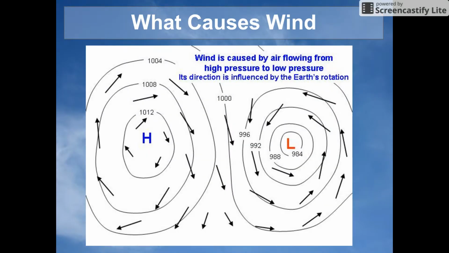Wind is caused by air flowing from high pressure to low pressure. Since the Earth is rotating, however, the air does not flow directly from high to low pressure, but it is deflected to the right in the northern hemisphere and to the left in the southern hemisphere, so that the wind flows mostly around the high and low pressure areas. The closer the high and low pressure areas are together, the stronger the pressure gradient and the stronger the winds.